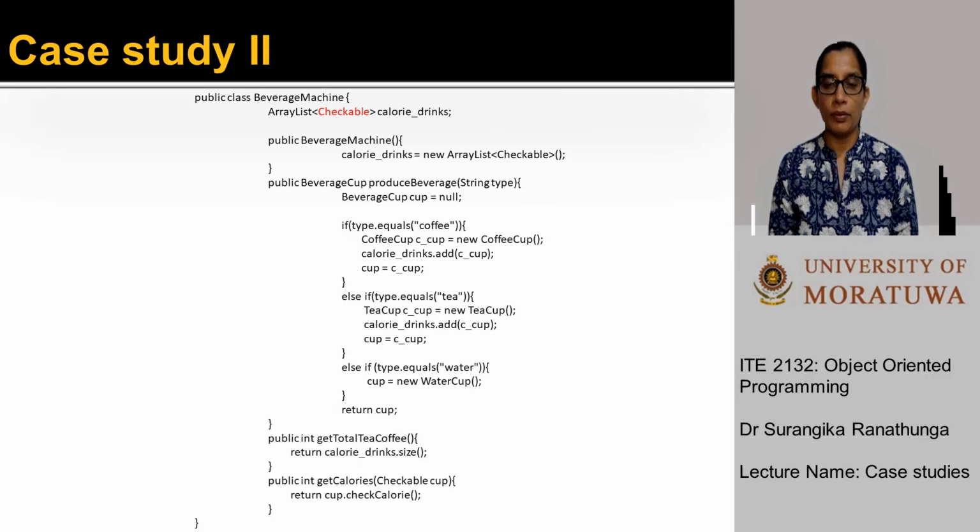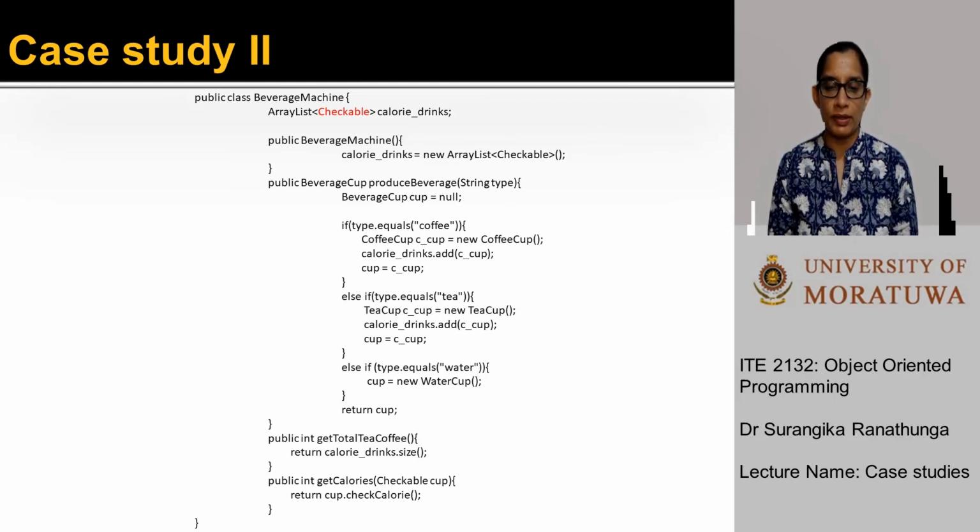Again, this is polymorphism, because although the type of the array list is checkable, when we actually put objects into this array list, what we put is either a coffee cup or a tea cup. For example, see here. We create a beverage cup, and if the user wants a coffee, what we create is a coffee. And see here, again polymorphism.